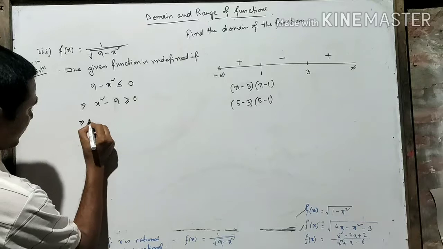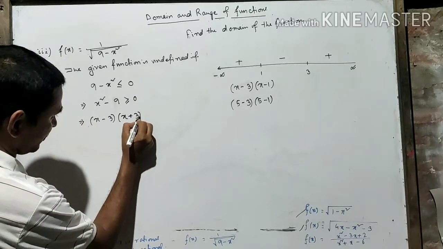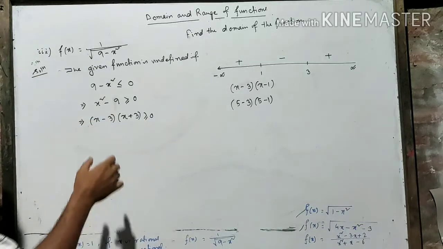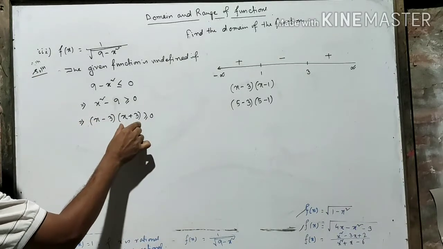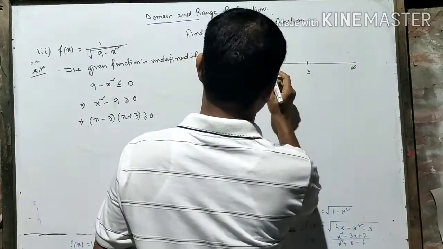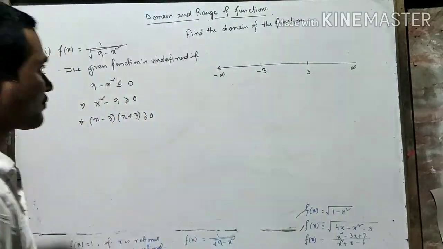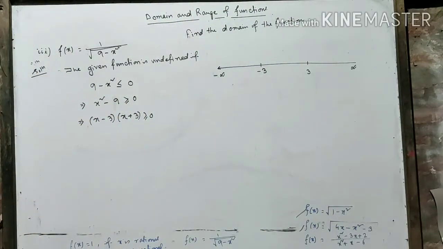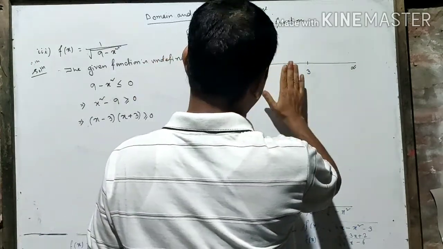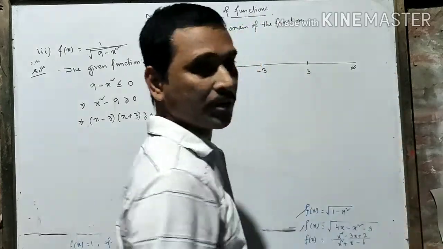Now we factorize: x minus 3 into x plus 3 greater than or equal to 0. Now you find the zeros. This part is 0 for x equal to 3, this part is 0 for x equal to minus 3. So the zeros are minus 3 and 3, which divides the interval into 3 parts: minus infinity to minus 3, minus 3 to 3, and 3 to infinity.